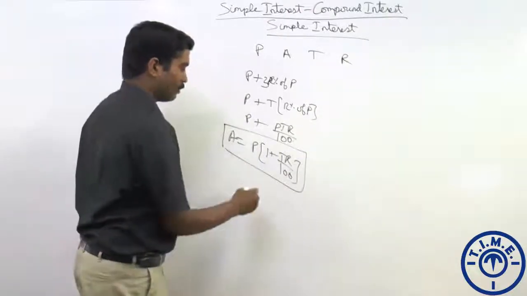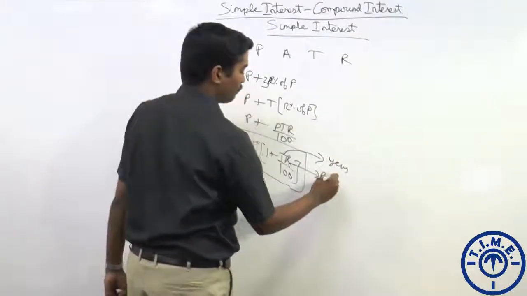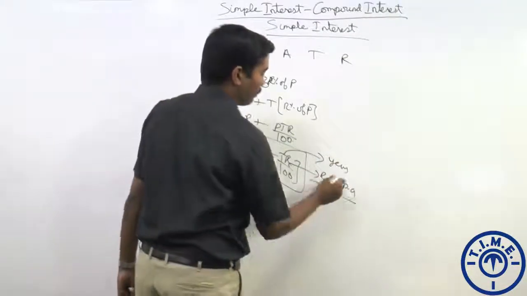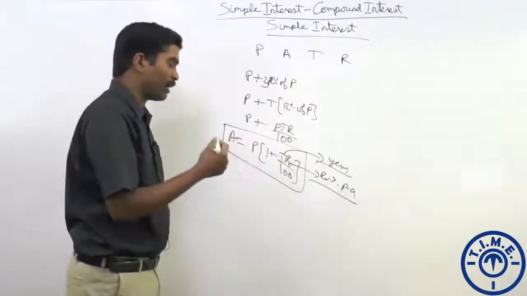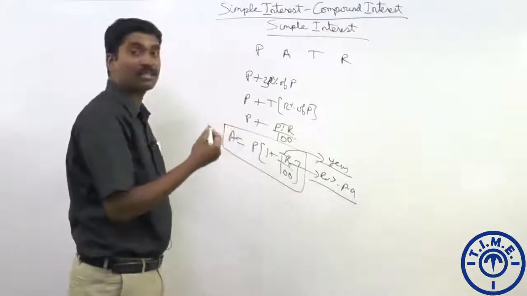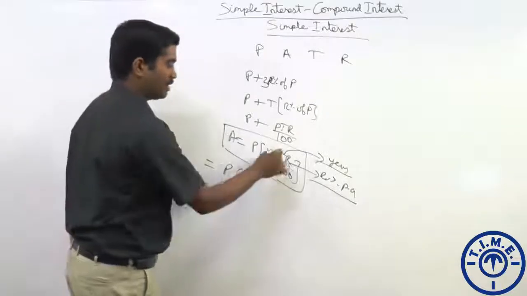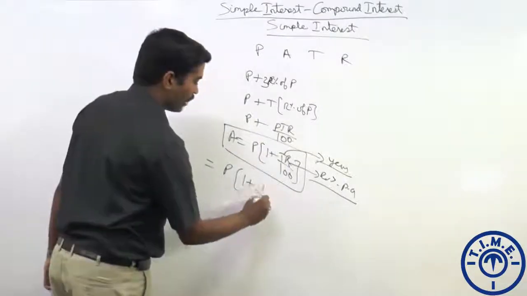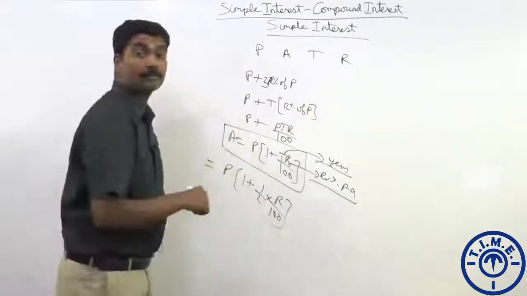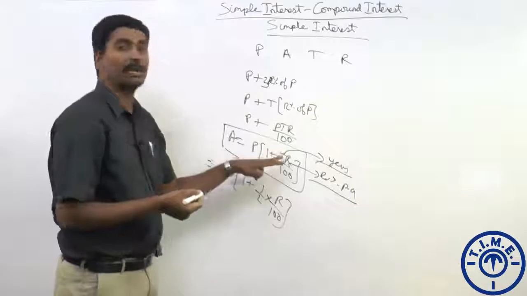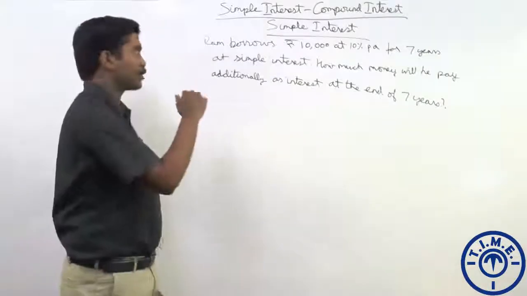Now, my T can be in years where R is in rate percent per annum, but let us say my time period is only 6 months and I want to pay back only pro rata. I want to only pay back the interest for the 6 months, in which case my equation becomes 1 plus, now T becomes half a year, into R by 100, that is all. And if I am talking about 10 years, T becomes 10, if I am talking about 20 years, T becomes 20, and so on. So, let us look at this question.